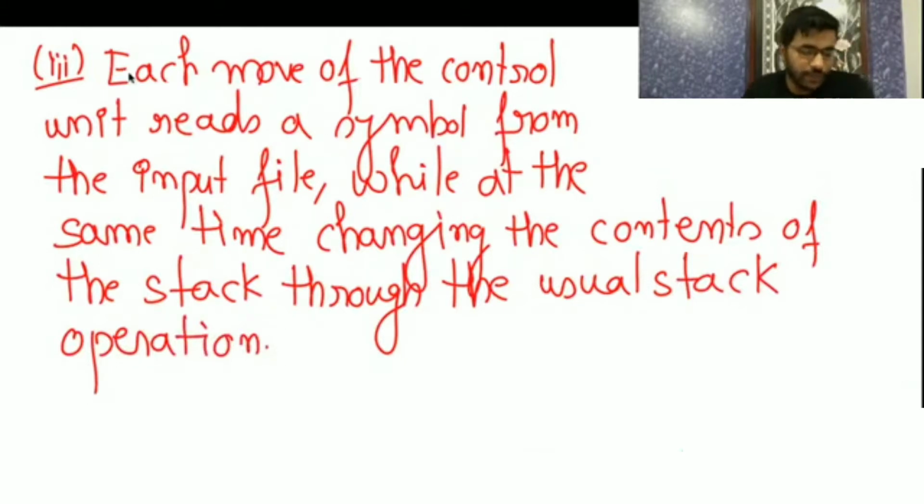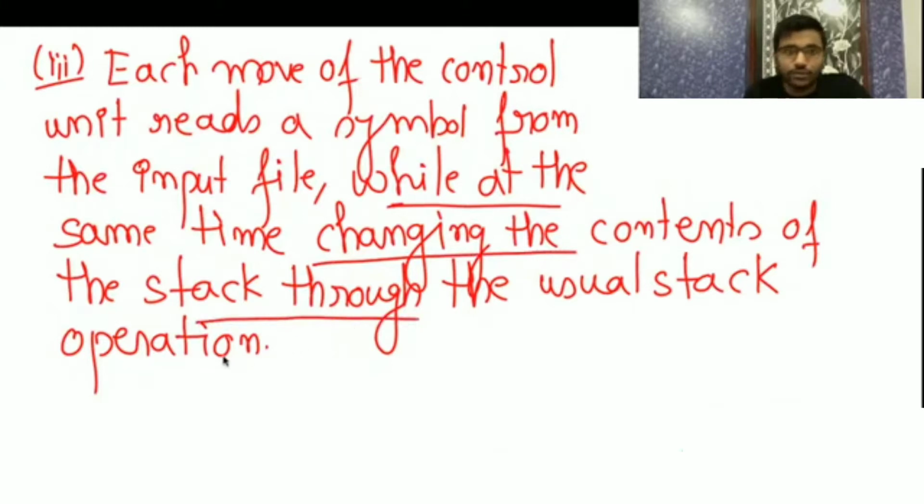So for example, point 3 is: each move of the control unit reads a symbol from the input file. It will read a symbol from the input file, and at the same time change the content of the stack. It will always change the content of the stack through the usual stack operation. The usual stack operation is push or pop. It will change the top of the stack, either replacing it with the same symbol or with epsilon, which means it will pop it. So it is a push-pop operation, always at the same time. Is it done? So point 4.